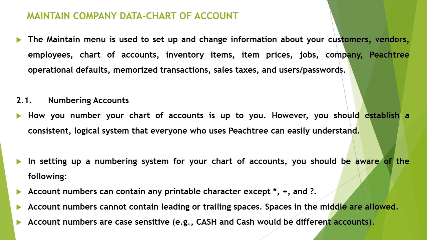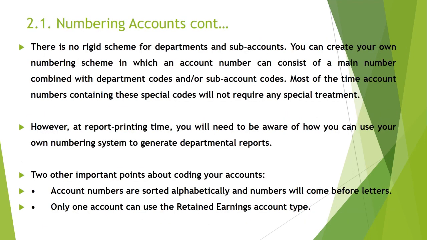1. Numbering accounts. How you number your chart of accounts is up to you. However, you should establish a consistent, logical system that everyone who uses Peachtree can easily understand. In setting up a numbering system for your chart of accounts, you should be aware of the following. Account numbers can contain any printable character except asterisk and plus, and account numbers cannot contain leading or trailing spaces. Spaces in the middle are allowed. Account numbers are case-sensitive, e.g., Cash and cash would be different accounts.